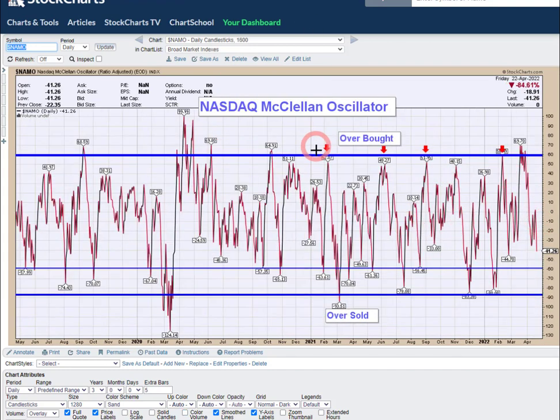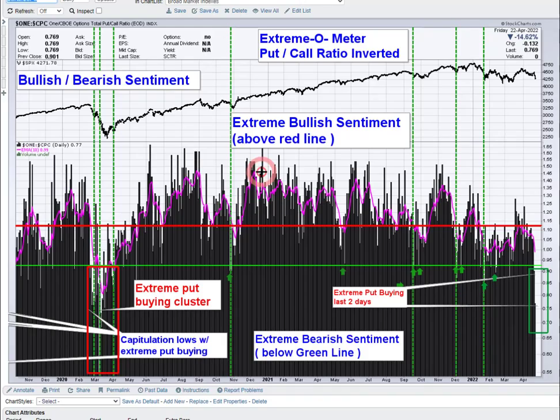Here we see the same thing on the NASDAQ, minus 41. I think if we get a sizable sell event tomorrow coming out of Friday selling, I think we're going to be pushing down into this minus 60, minus 90 area.